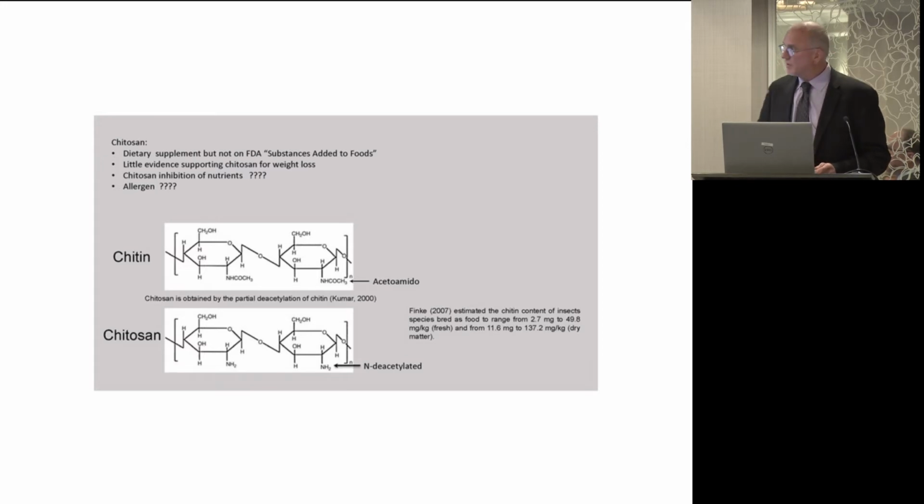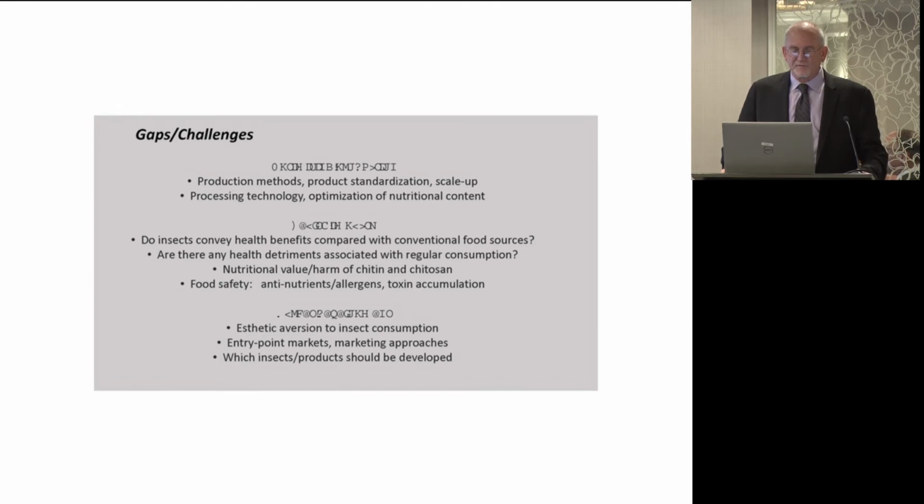So in summary on insects, the gaps and challenges, first of all, to optimize production, you have to optimize production methods and processing technology. Secondly, the health impacts. They're being sold as though they could be better for us, but we don't have any data on that right now. So that certainly has to be looked at. Is there any benefit compared to a conventional food source, especially if you eat it regularly? On the other hand, is there any negative if you eat it regularly? Are there anti-nutrients, food safety concerns?